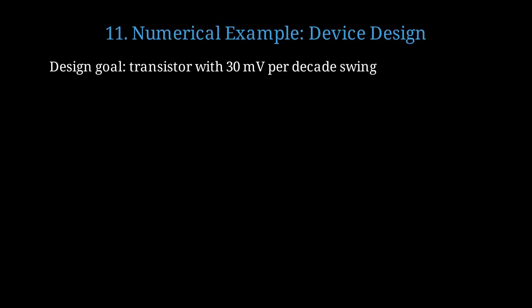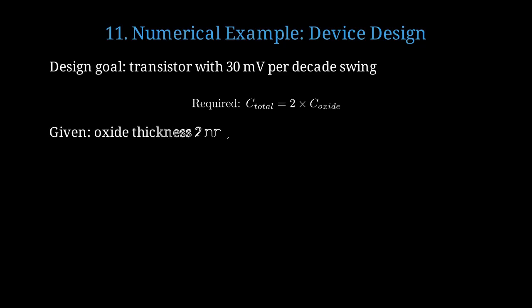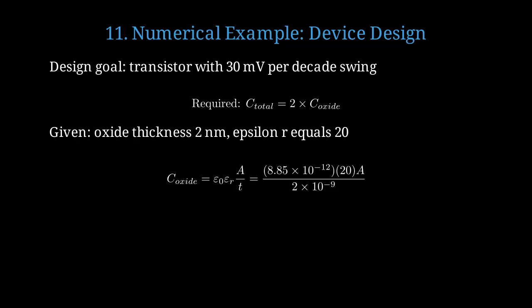Let's work through a complete numerical example of designing a negative capacitance device. Our design goal is a transistor with a subthreshold swing of only 30 millivolts per decade. This requires the total capacitance to be twice the oxide capacitance. Let's say we have an oxide thickness of 2 nanometers with relative permittivity of 20. The oxide capacitance per unit area is epsilon naught times epsilon r times A over T. This gives us 88.5 microfarads per square centimeter.